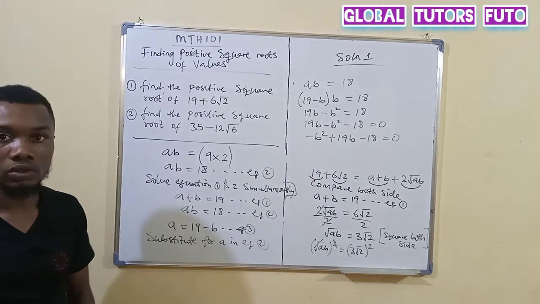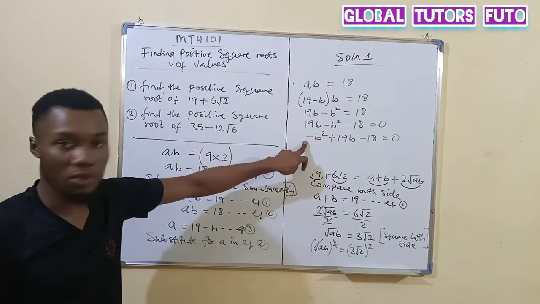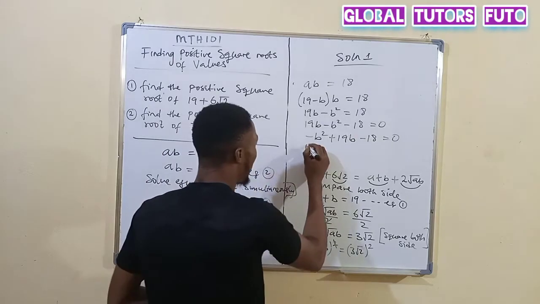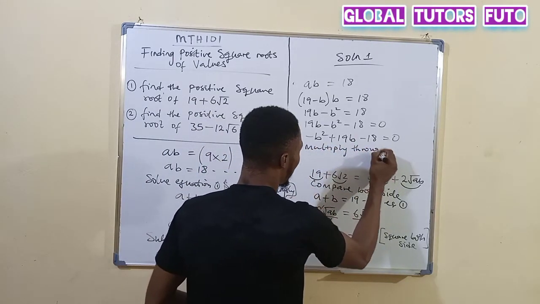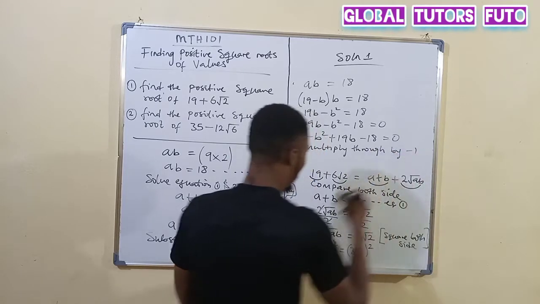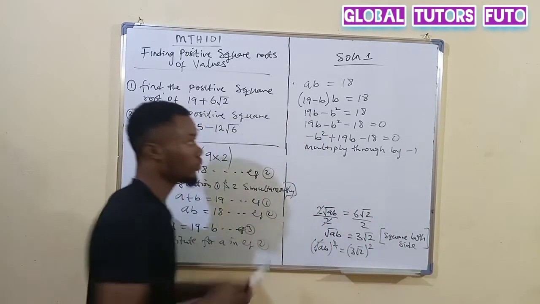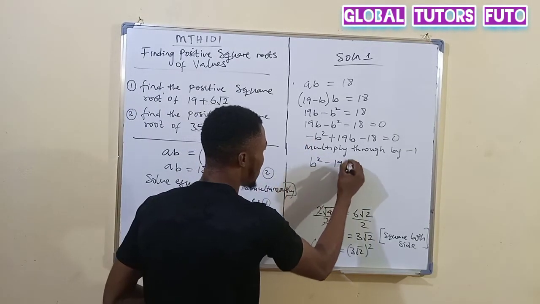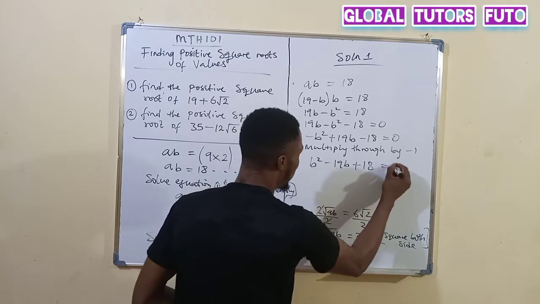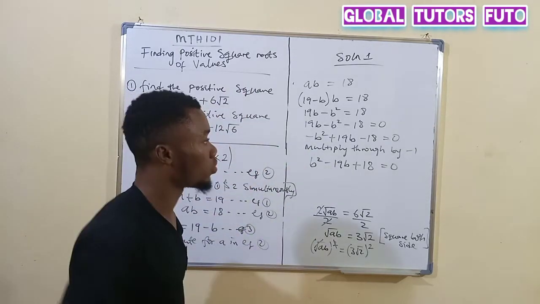So what do I do? I will multiply through by negative 1 so that this one will have a positive value here. So multiply through by minus 1. So when you do that, minus 1 times this will give us B squared minus 19B plus 18 equal to 0.